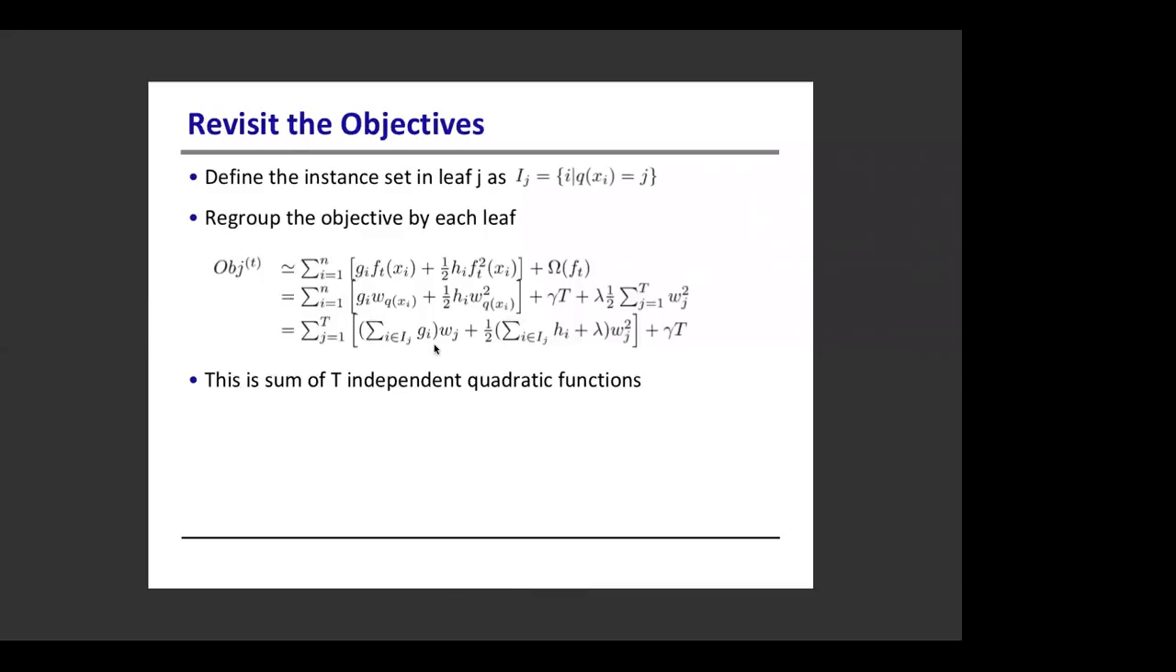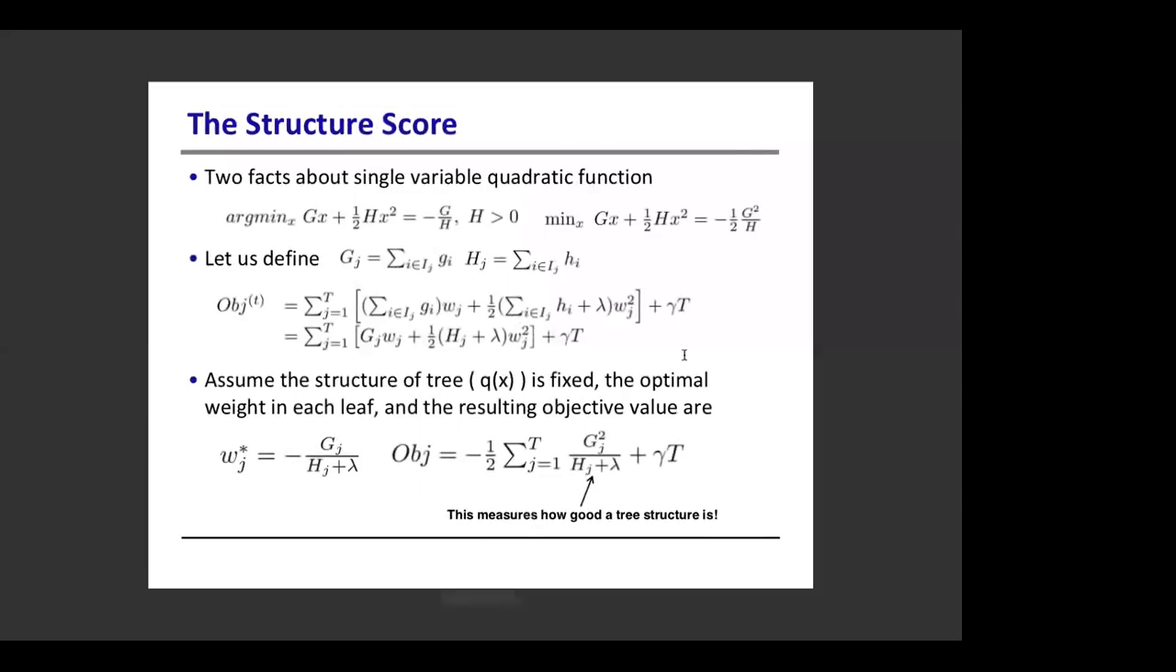Now, here is an important question. If we mark the summation of small g, which is the first derivative of the loss, as capital G, and the summation of h as capital H, then the equation looks like this: capital G and capital H, right? This is how it looks.